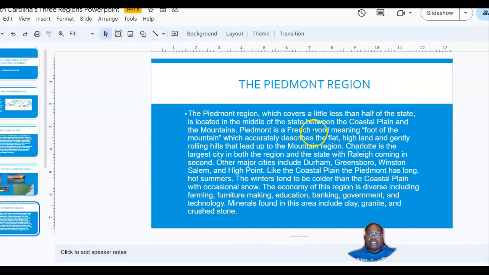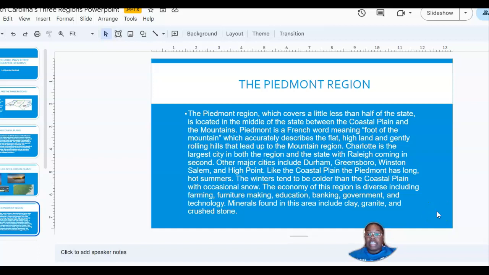The Piedmont region, like I said, it's telling where it is in North Carolina, and it's giving a little French. So I added a little language in there. It's describing it, cities. So we can tell it's like in the middle because it says Charlotte is the largest city in both the region and the state, with Raleigh coming in second. Then you have Durham, Greensboro. So the city limits. All right.